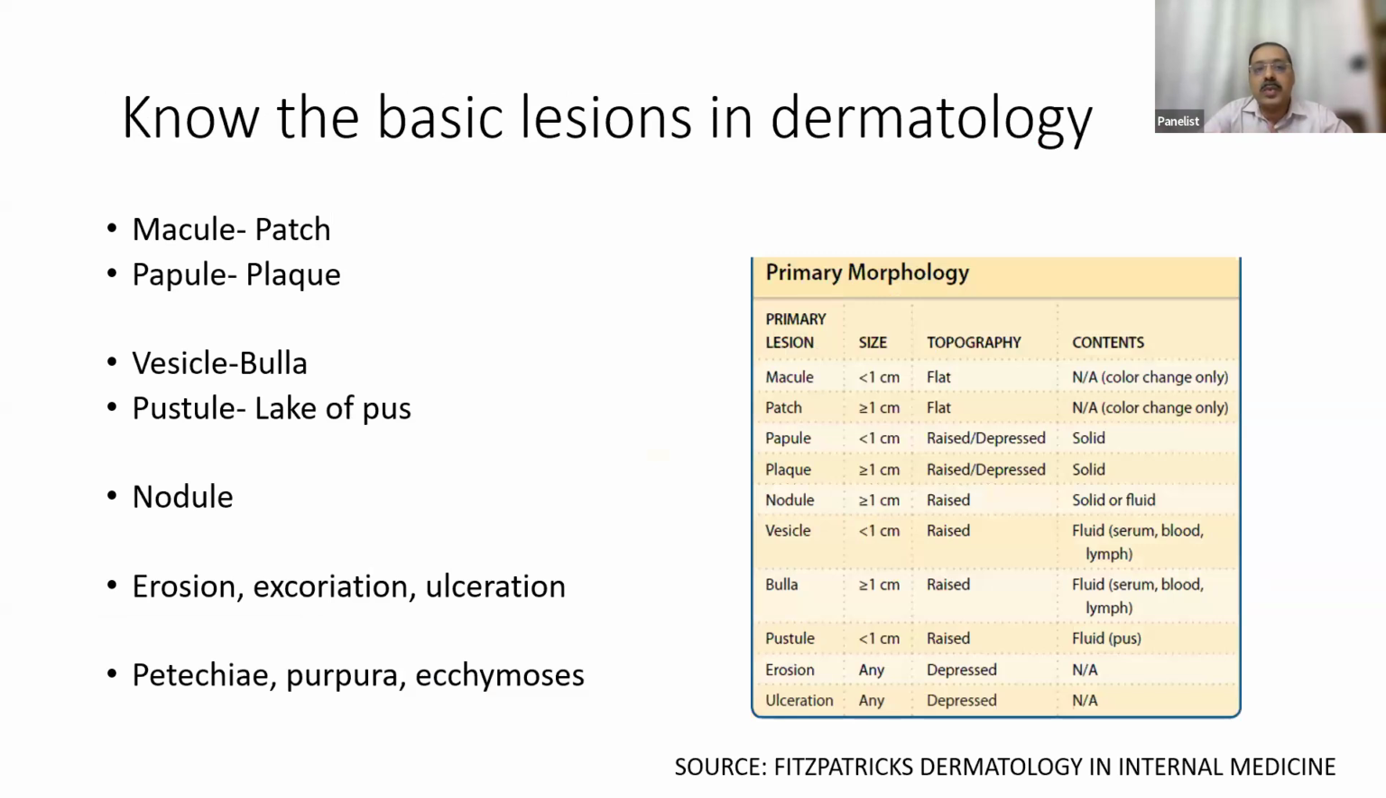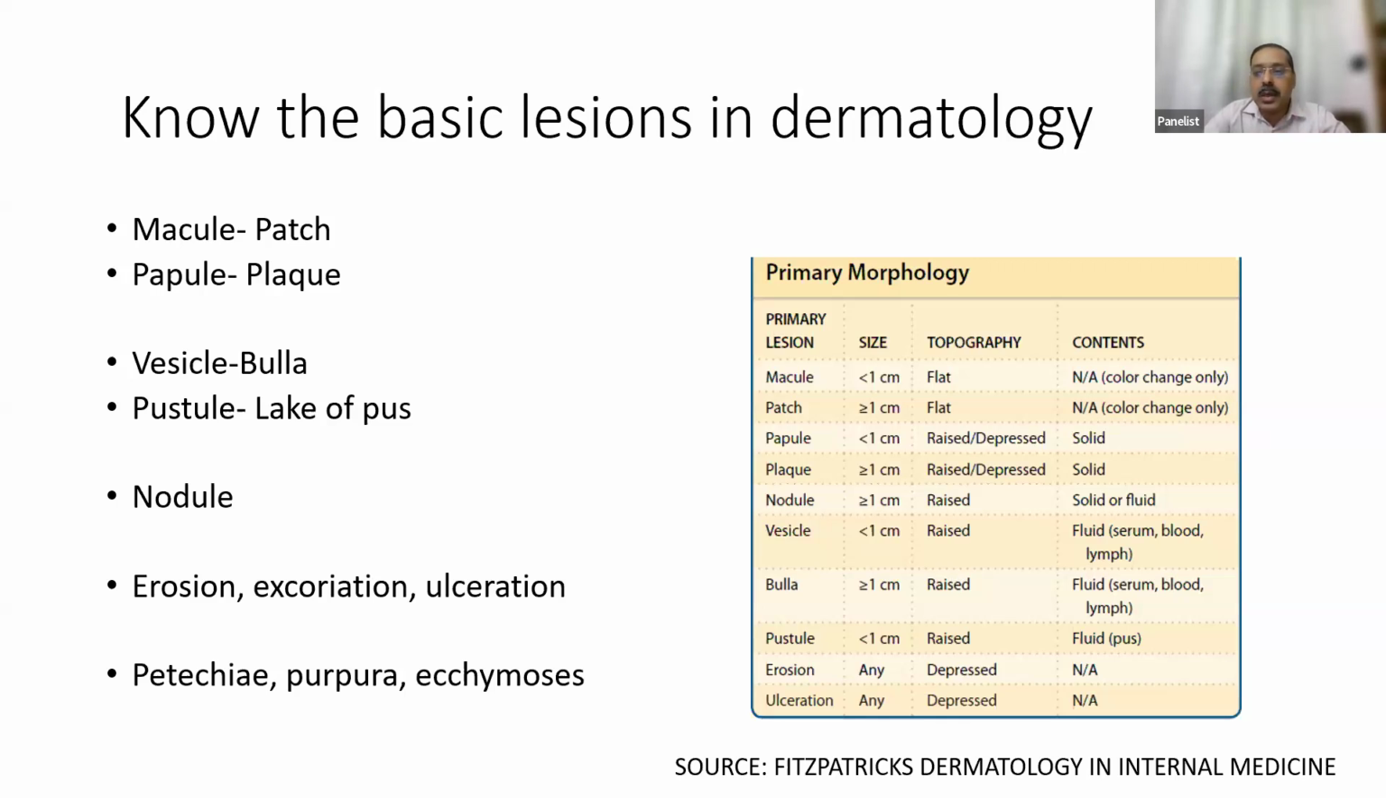Now, the first task would be to introduce you all to certain basic lesions. So what is a macule? What is a patch? Whenever I teach the postgraduate students, I say they are younger and elder brothers. A macule's elder brother is a patch. A papule's elder brother is a plaque. A vesicle's elder brother is a bulla. A pustule, we call it a lake of pus if it is larger. Of course, nodule, erosion, excoriation, ulceration, petechia, purpura, and ecchymosis are all terminologies which are commonly used. You will be seeing them on your request forms.